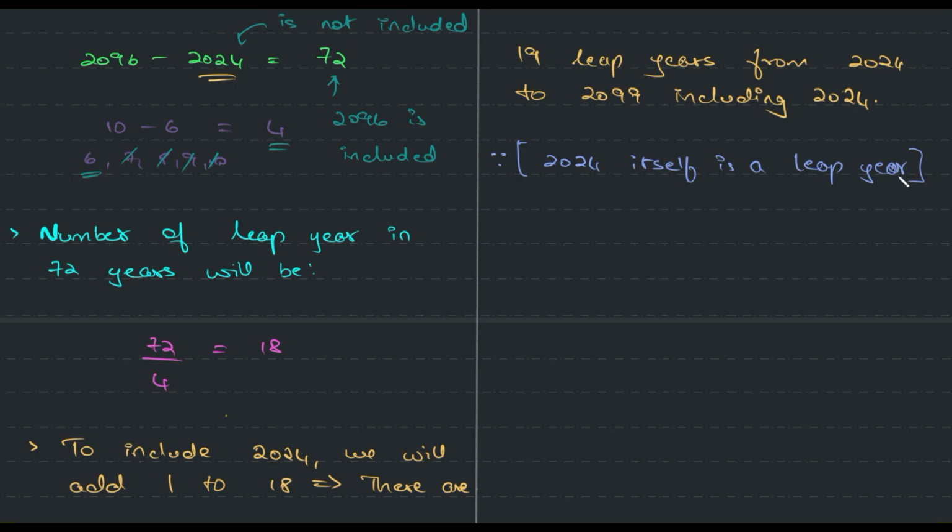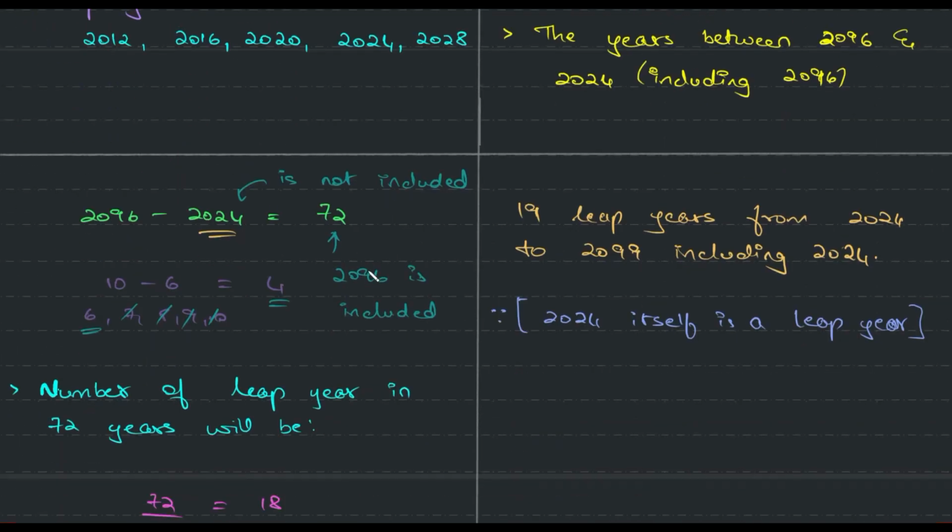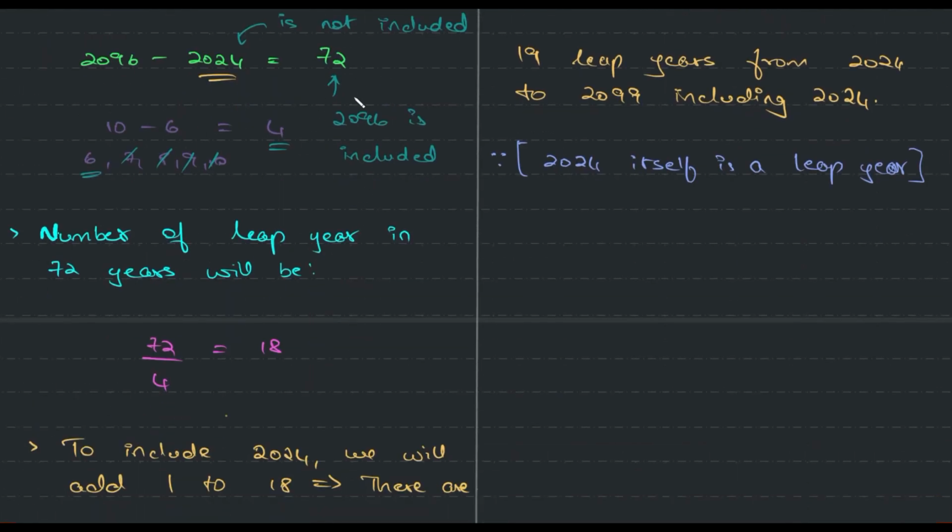Okay, guys. So from 2024 to 2096, there are 72 years. So every 4th year is a leap year. So basically we're dividing by 4. There are 18 groups. So we have 18 years, but 2024, the starting point itself, is a leap year. So we'll add 1 and we have 19 leap years.